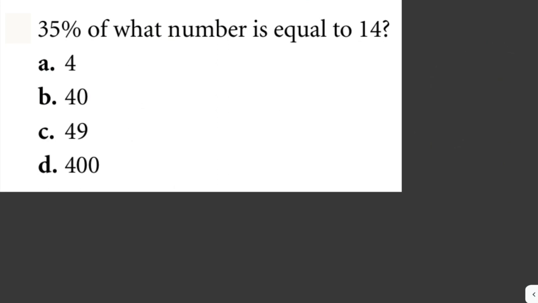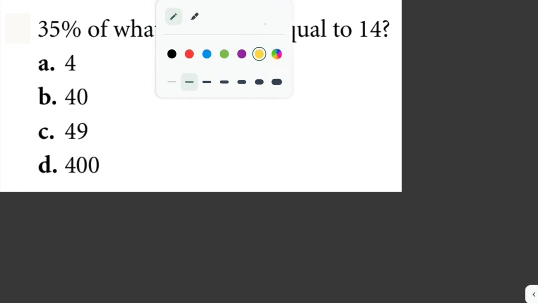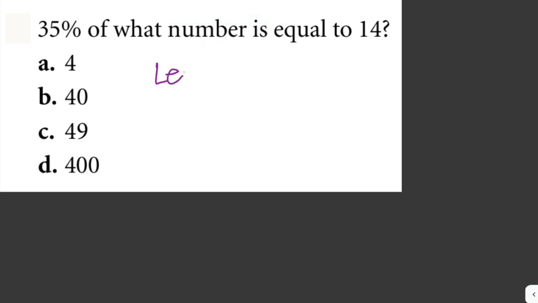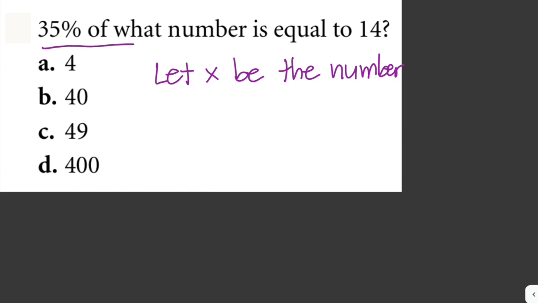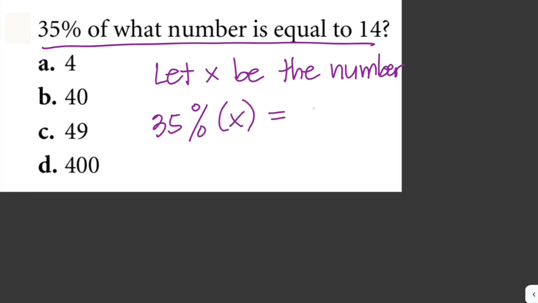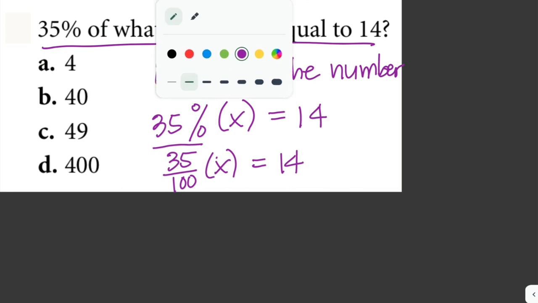35% of what number is equal to 14? So we don't know the number. We can let x be the number. And then we can write this into a mathematical equation. 35% of x is equal to 14. And we can write 35% as 35/100 times x equals 14.